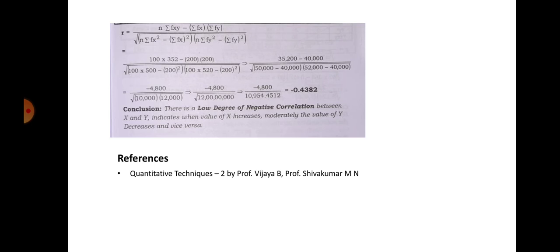First time we are getting a negative value. There is a low degree of negative correlation between x and y. It indicates that when x increases moderately, the value of y decreases. Low degree means when x increases, the other decreases, and vice versa: when x decreases, y increases very moderately. That's all. This is the sixth problem.